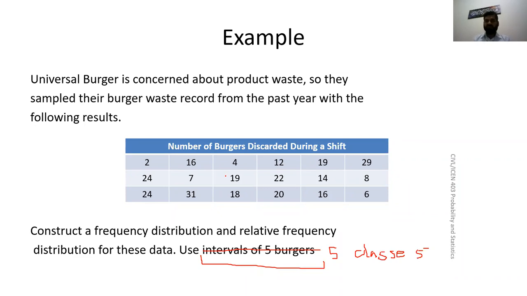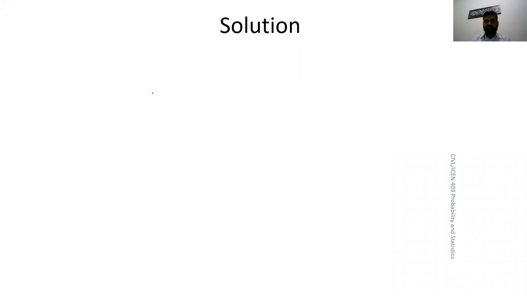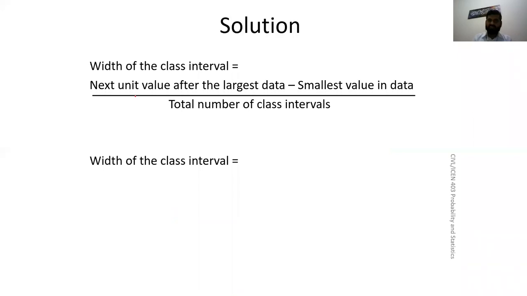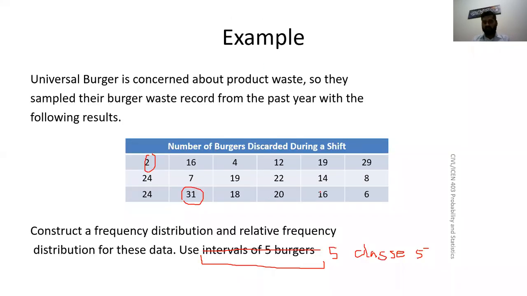Okay, so here you see the next unit to the largest data. Here if you see, the largest one is 31, I think, right? And smallest is 2. This is the smallest. So how will I calculate the next unit to the largest data? So 31 was the largest data, so next unit is 32, because you see all of them are whole numbers. If all numbers are whole numbers, then next unit should be 32, not 31.1. Okay, so you have to see what are the values in your data.